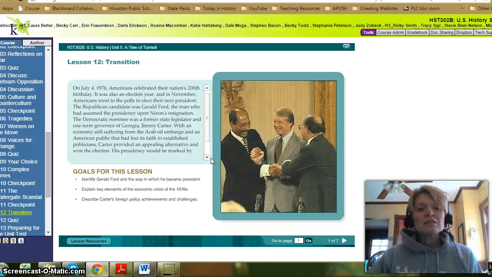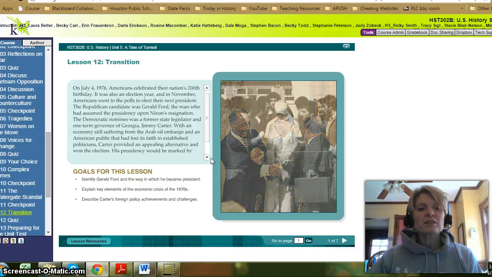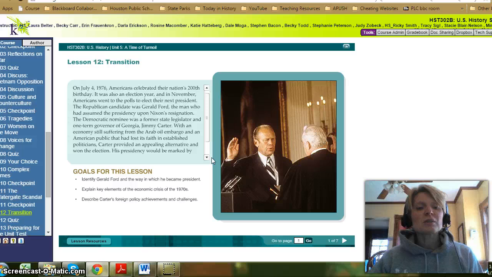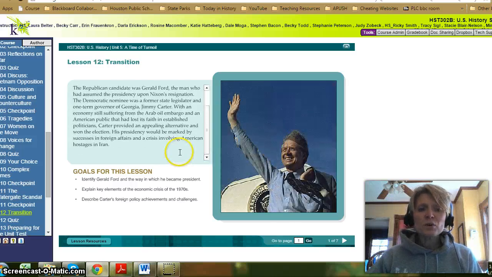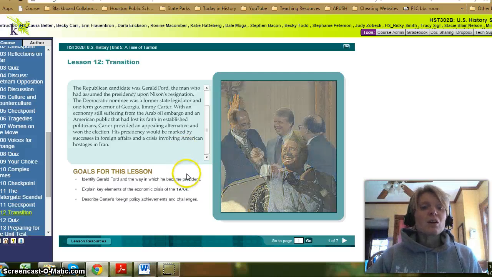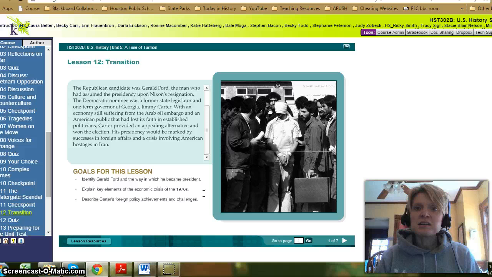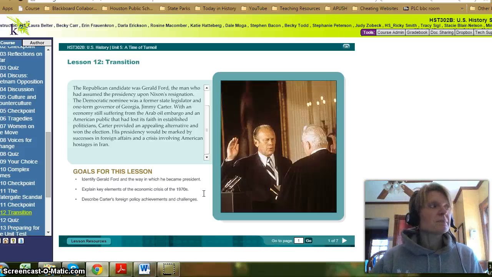With an economy still suffering from the Arab oil embargo and an American public that had lost its faith in the established politicians, Carter provided an appealing alternative and won the election. His presidency would be marked by successes in foreign affairs and a crisis involving American hostages in Iran. Goals for this lesson: identify Gerald Ford and the way in which he became president, explain key elements of the economic crisis of the 1970s, and describe Carter's foreign policy achievements and challenges.